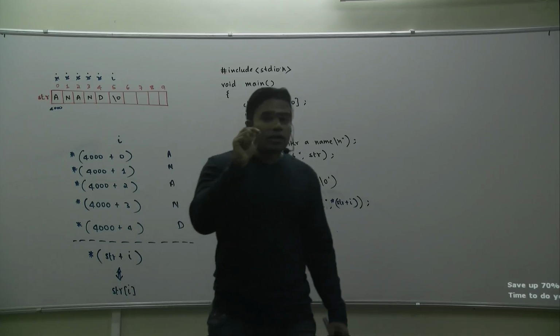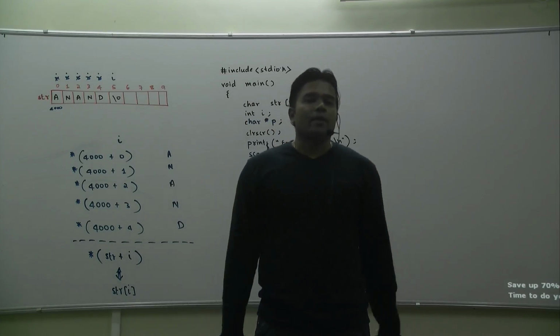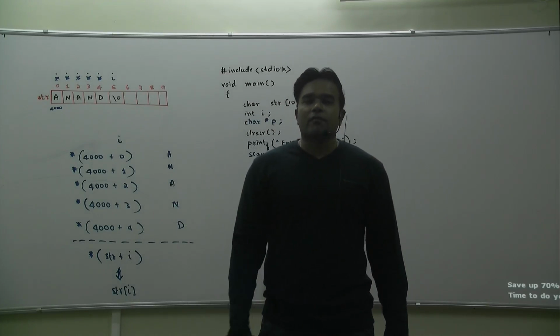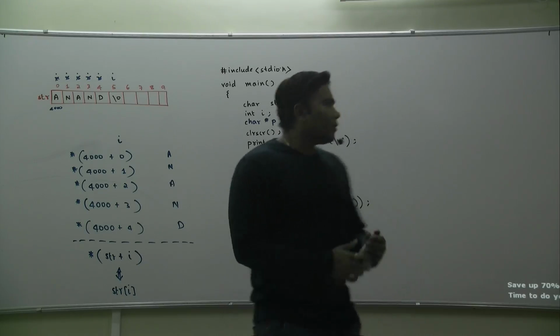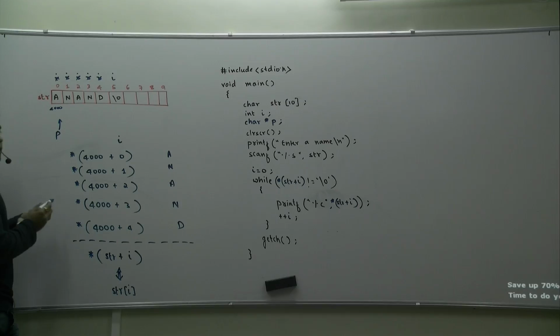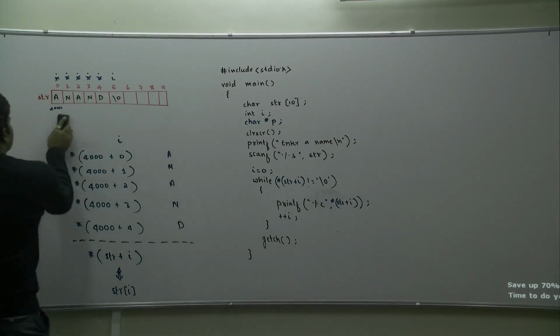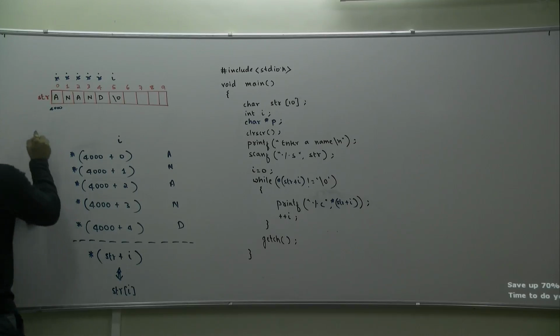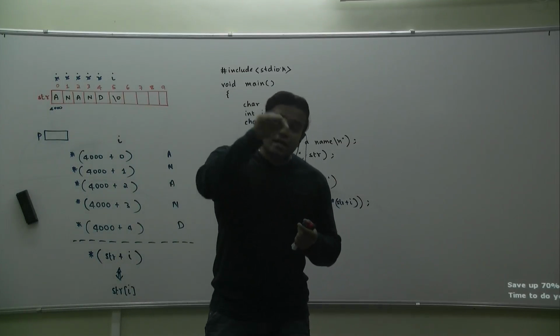Remember, your teachers in the first semester also told this: a pointer is a variable which holds the address of another variable. That is what your teachers have been telling. But I never showed the pointer as a variable. I have always drawn p like this, something like that. I have never shown it as a variable. But actually p is a variable, a variable which can hold the address of another variable.